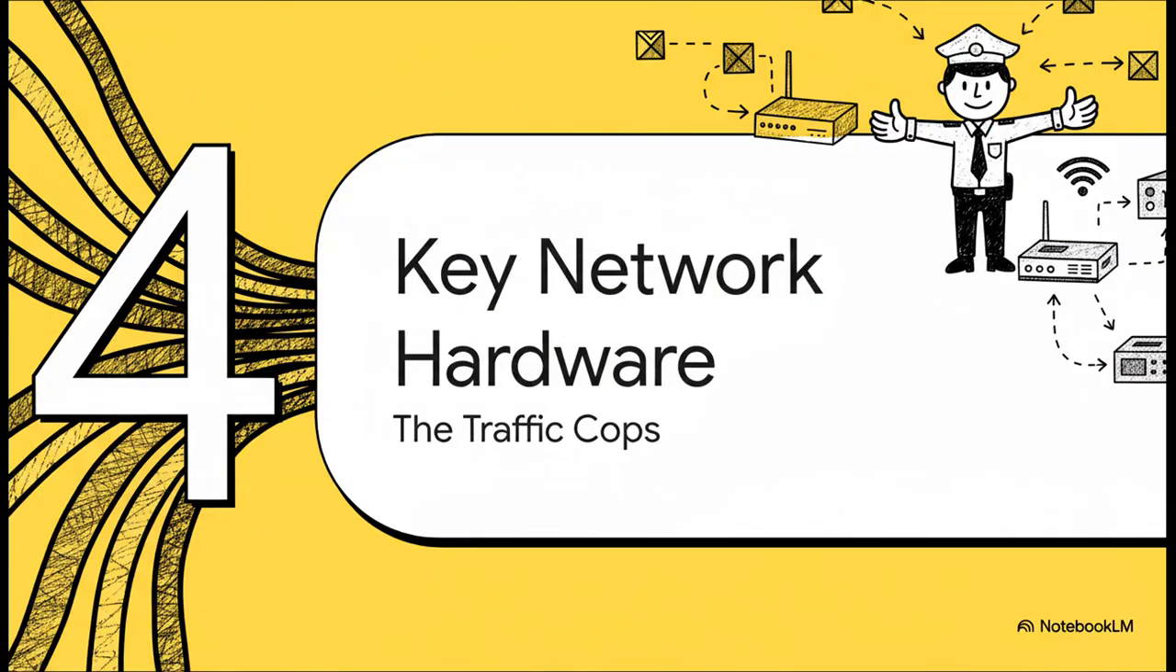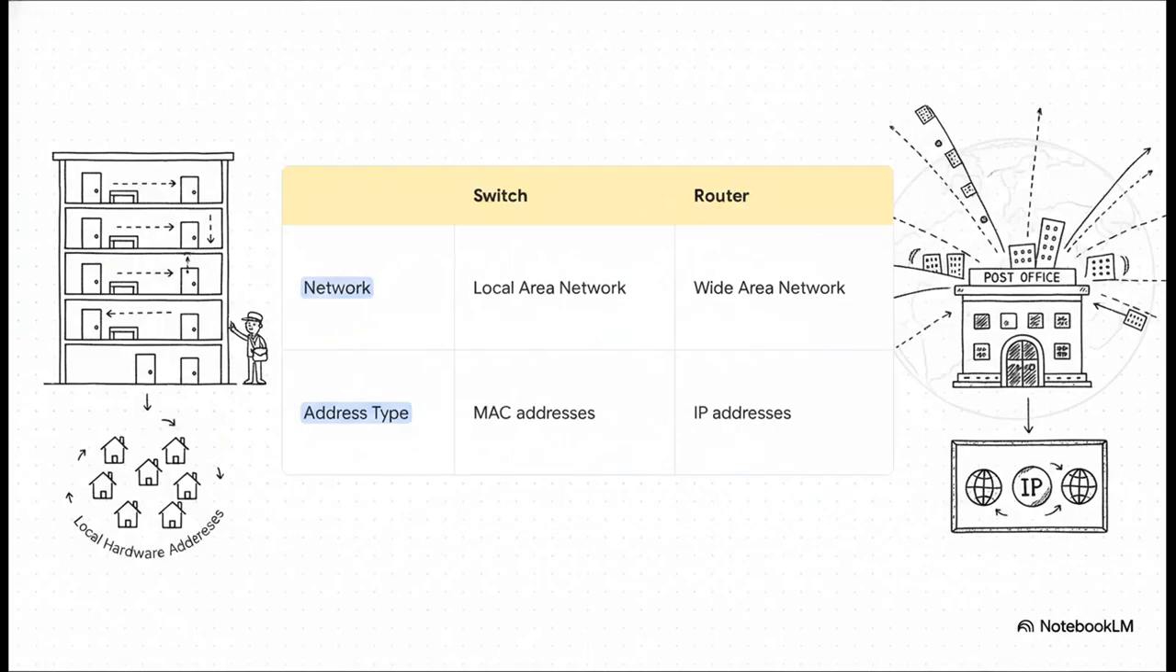Okay, so if the cables are the roads, what's directing the traffic? Well, for that, we need some hardware. You can think of these little boxes as the traffic cops of your network, making sure every last bit of data gets exactly where it needs to go. Now, the two big players here are the switch and the router.